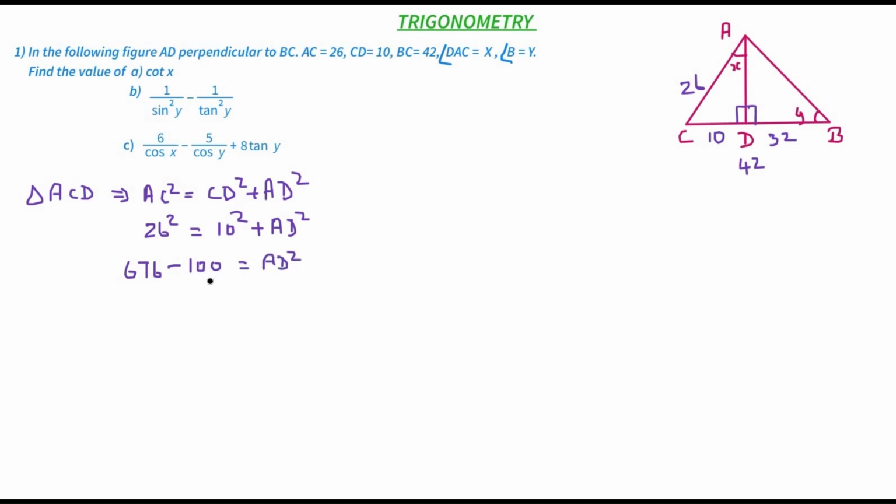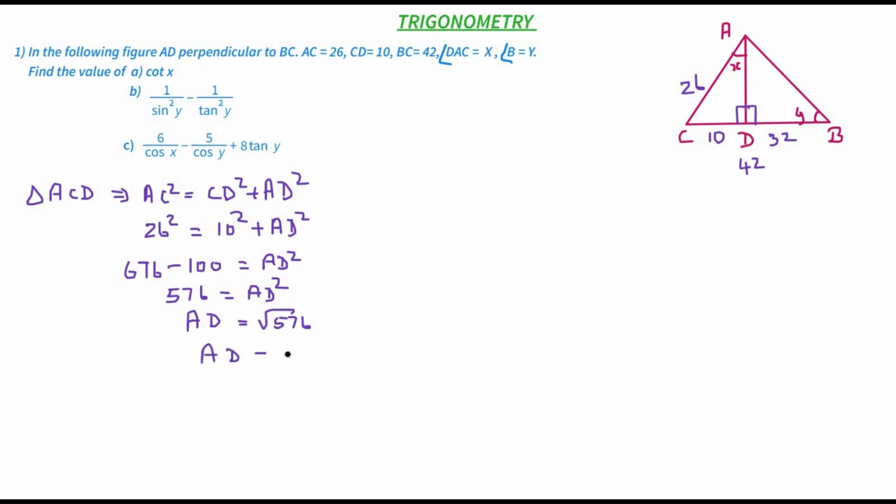So clear till this? Now 676 minus 100 is 576. 576 equals AD square. So now we know what AD square is. So what is AD? AD is equal to the square root of 576. So what is the square root of 576?